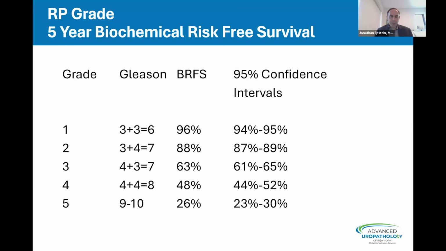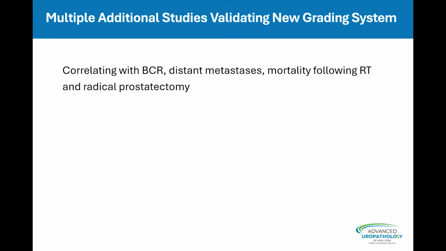Grade group 3, 4 plus 3 equals 7, even though they're both Gleason 7, drops significantly down to a 63% cure rate. Grade group 4, Gleason 8, 48% cure rate. And grade group 5, 9 through 10, has basically twice as bad a prognosis as grade group 4, with a 26% cure rate. The grade groups have correlated not just with follow-up after radical prostatectomy, but basically every other parameter that we can think of to measure prognosis in prostate cancer.